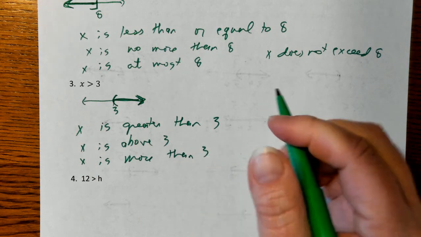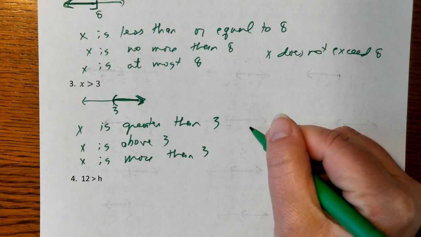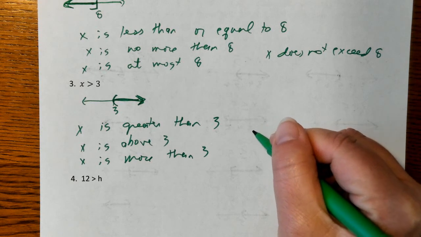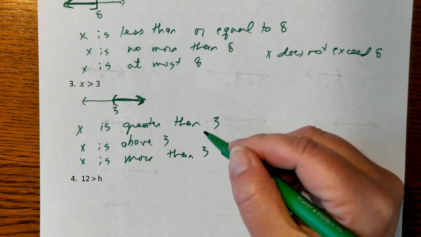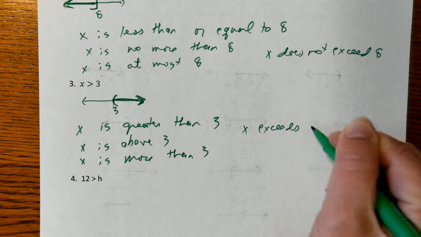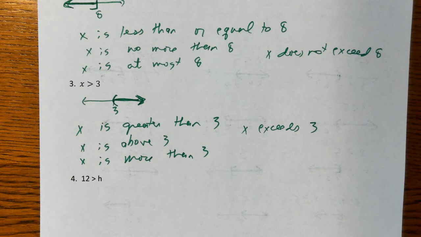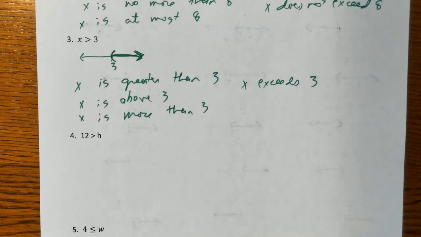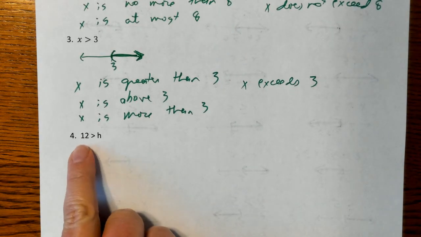We could say x exceeds 3. That means it's bigger than 3. It does not equal it. It's definitely bigger. Okay. When we write them this way, we're used to our variable being on the left.